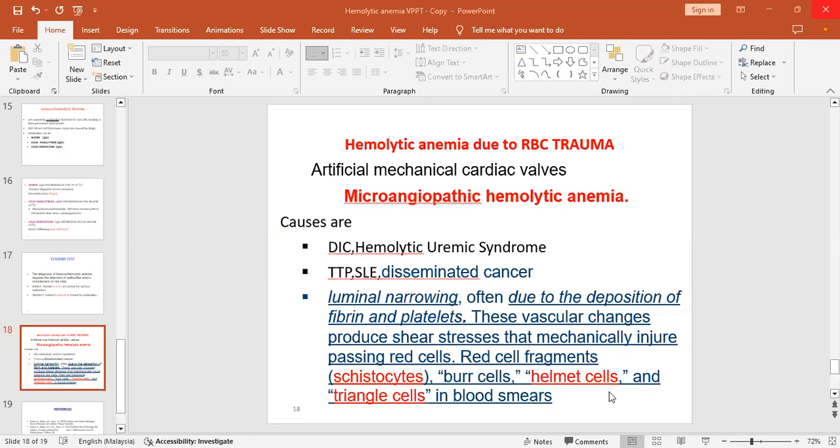Another form of hemolytic anemia is microangiopathic hemolytic anemia, caused by conditions like hemolytic uremic syndrome, DIC, SLE, and disseminated cancers. Here, we can find luminal narrowing, often due to deposition of fibrin and platelets. These vascular changes produce stress on the mechanically injured RBCs. Red cell fragments like schistocytes, burr cells, helmet cells, and triangle cells are seen in the peripheral smear.